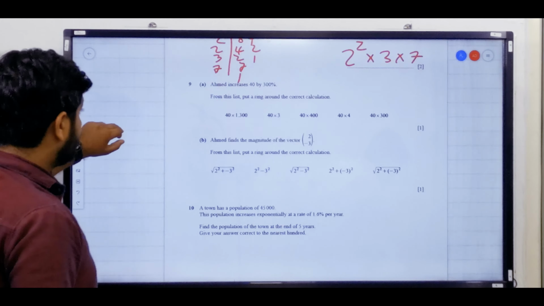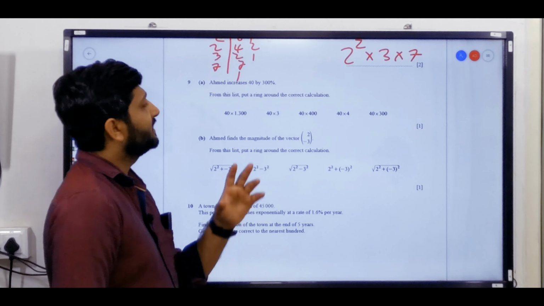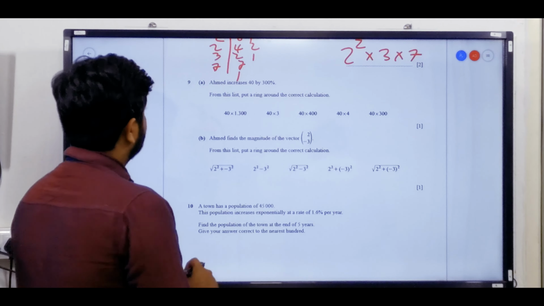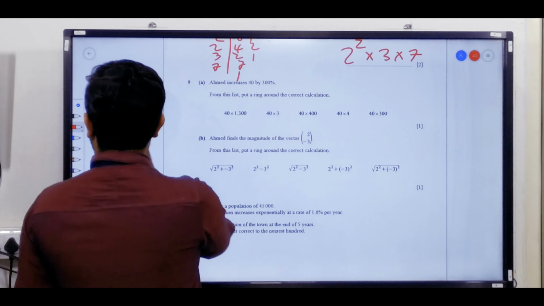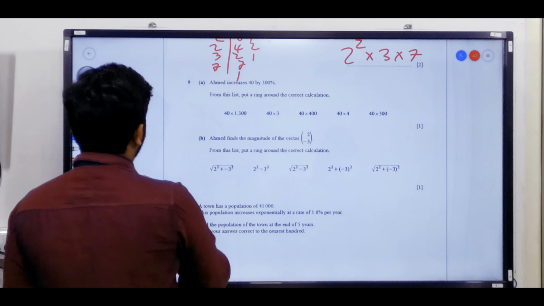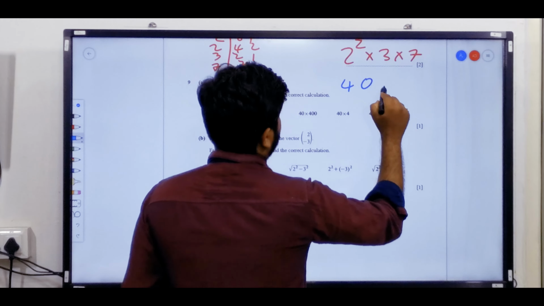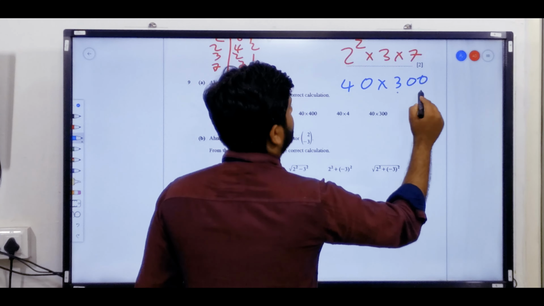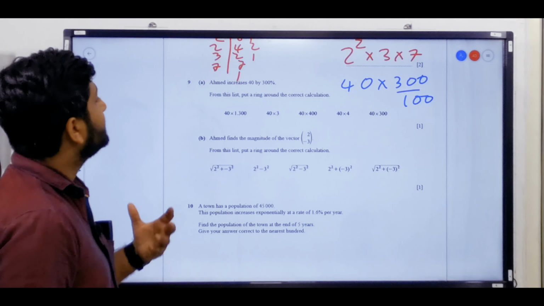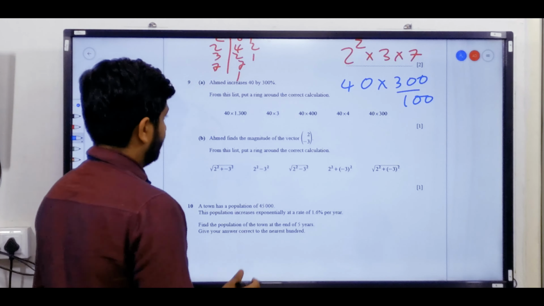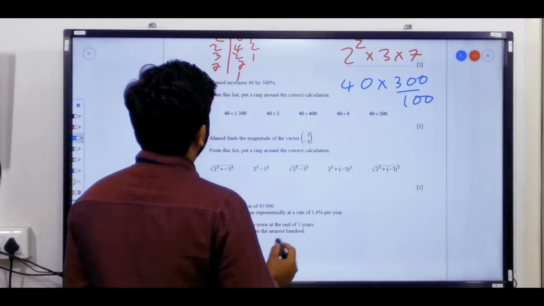Next, Ahmad increases 40 by 300%. From this list, put a ring around the correct calculation. So what is Ahmad doing? Ahmad is increasing 40 by 300%. So let me increase that. You can also do this in calculator. He is increasing it by 300%. Right? 300%.